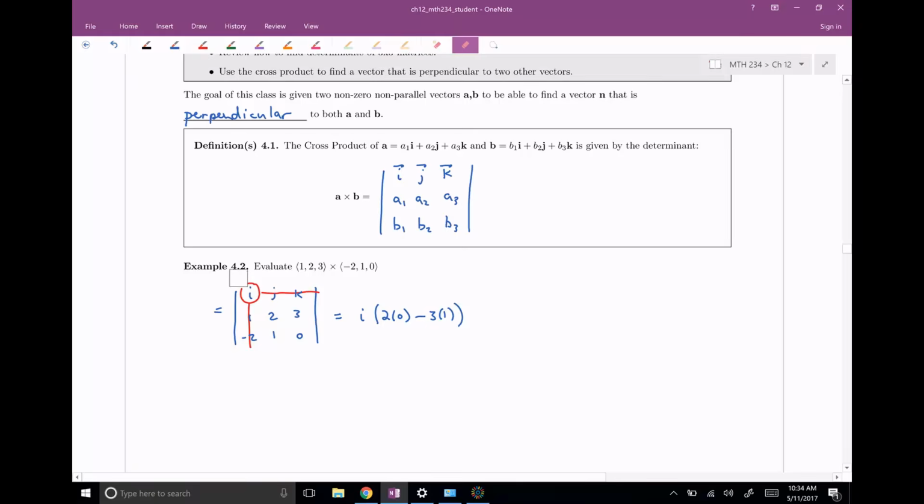Let me see if I can successfully erase just the bits that I want to. So that was the first slot. Now, red. The second one. So again, I'm working my way across the top row. So cross out the top row, and I cross out now the second column. What's left over are these numbers right here, forming a different matrix minor. So in this case, I'm going to have J, that's the thing on the top here, and then its matrix minor is 1, 0, so 1 times 0, subtract away 3 times negative 2.